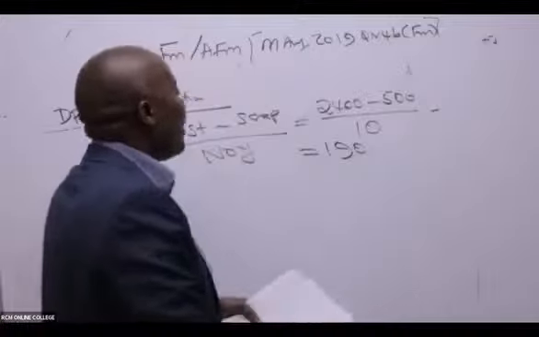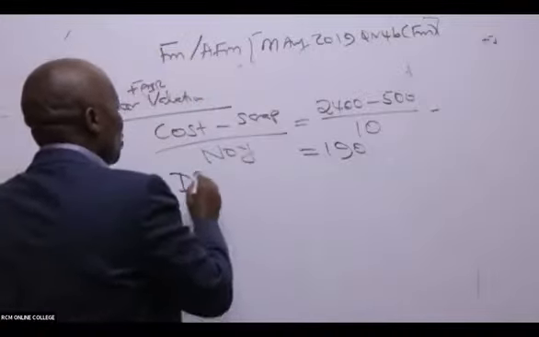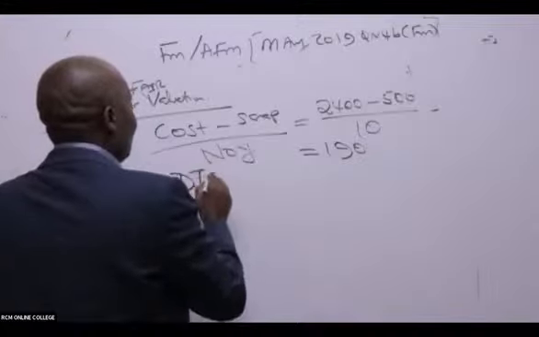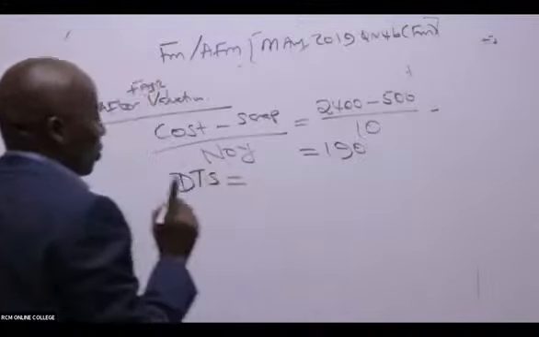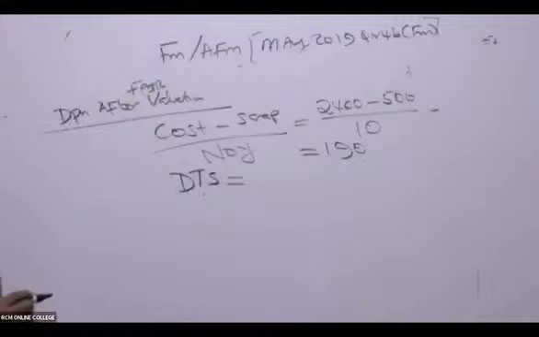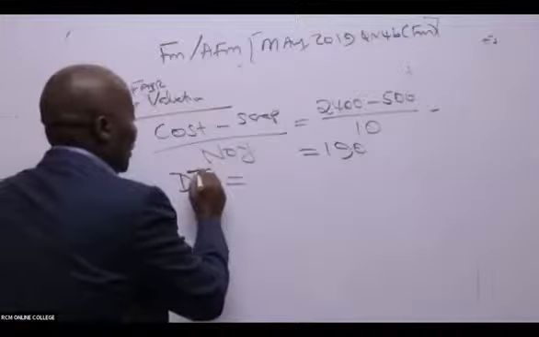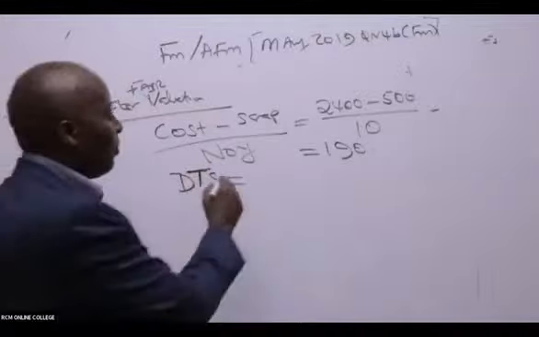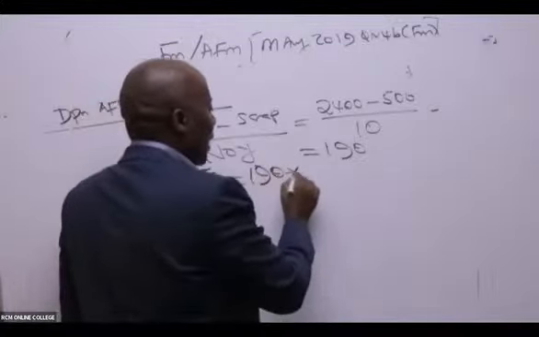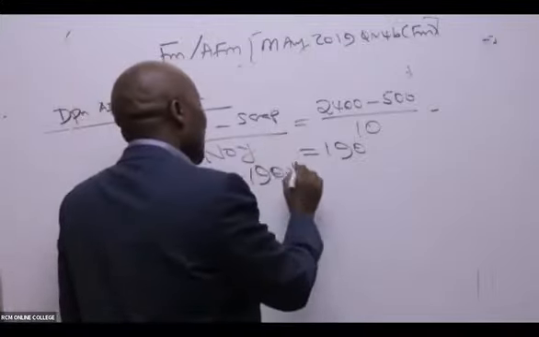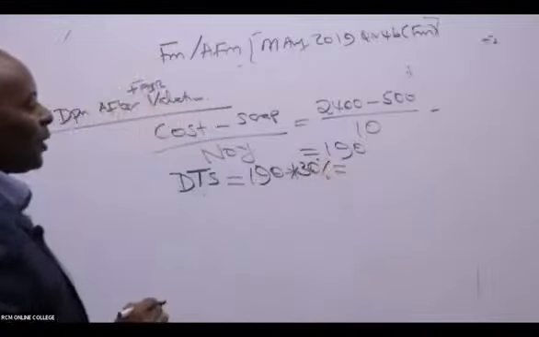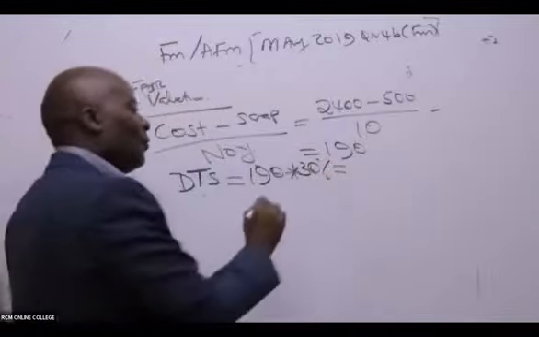So then go ahead and give me the depreciation tax shield. Is there somebody who is able to give me this? It will be this 190 times 30%, which I'm being given as 57.